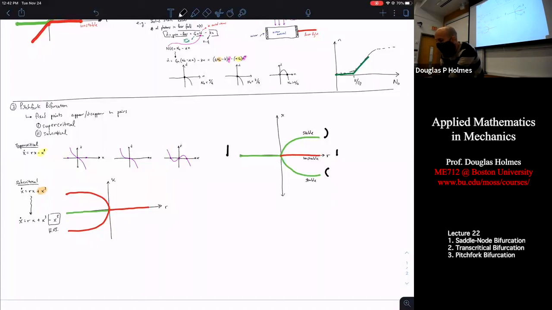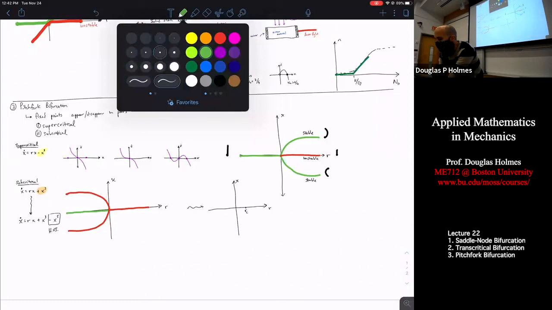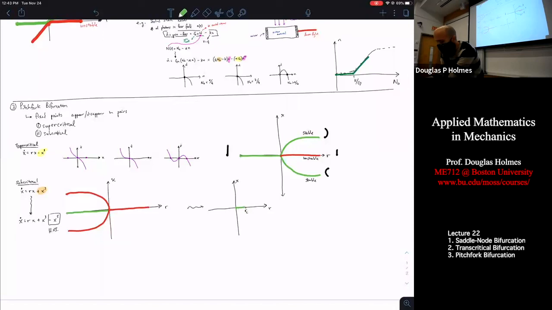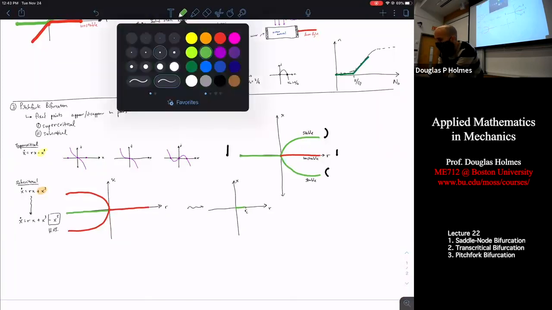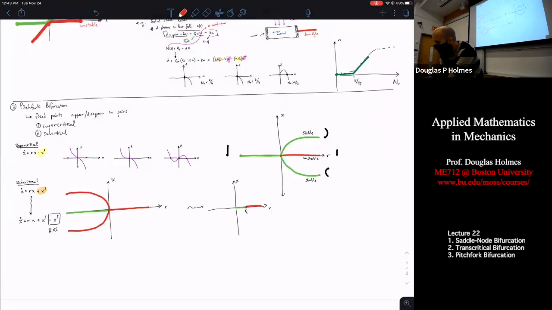But the result, at least, makes more physical sense, which is as we vary R, if we say this is R critical, and this is whatever X, the result here is that our system will go up to this critical point. This path is now off limits. This path is off limits. This path is off limits.